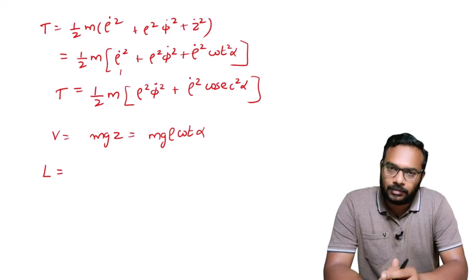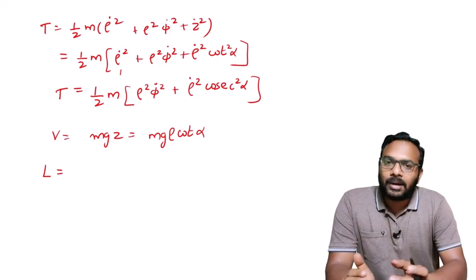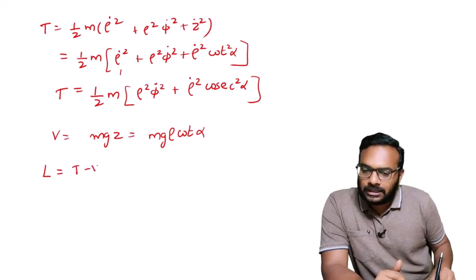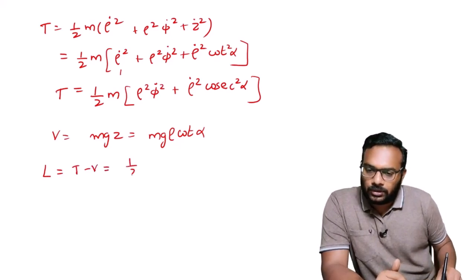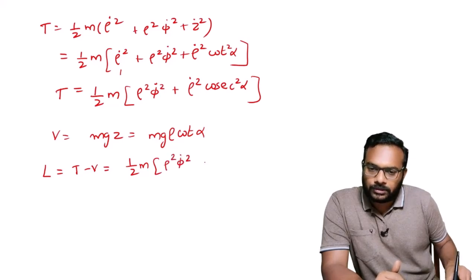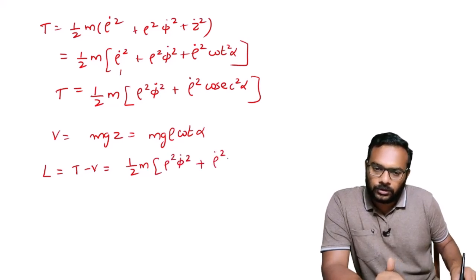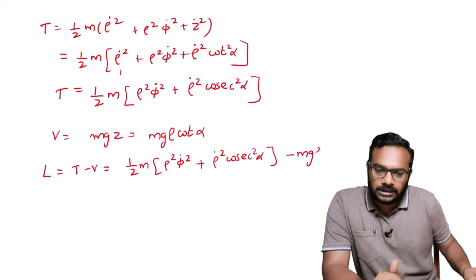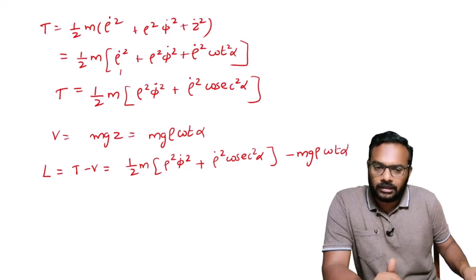This is the difficult part, the part which is different in every problem. So L equals T minus V, which is half m times rho square phi dot square plus rho dot square cosecant square alpha, minus mg rho cot alpha.